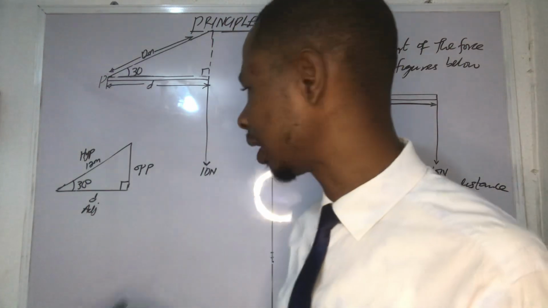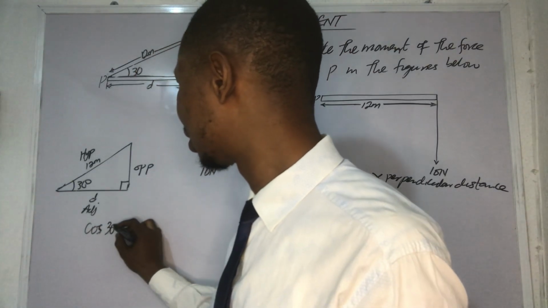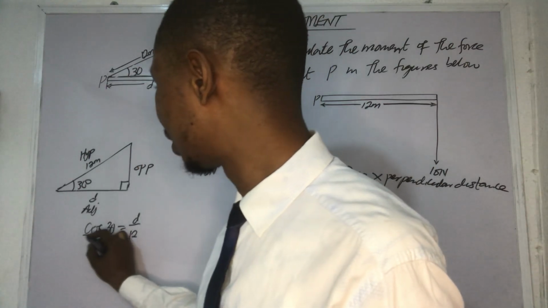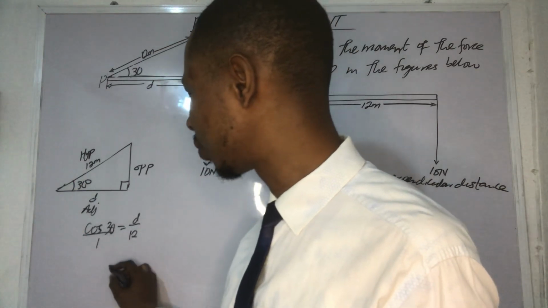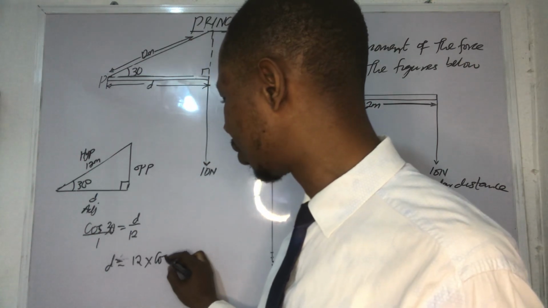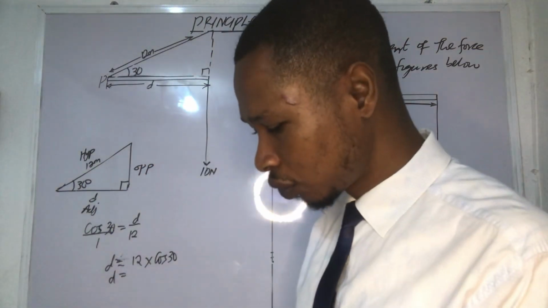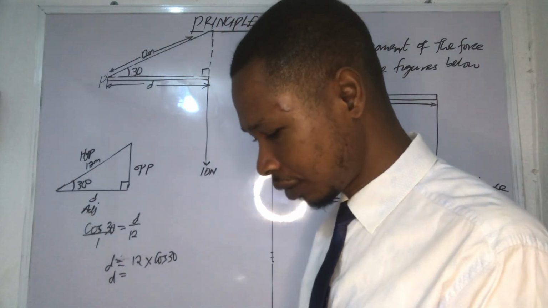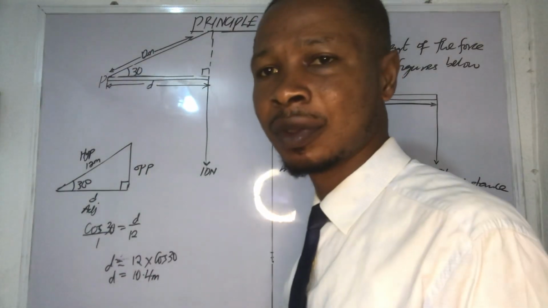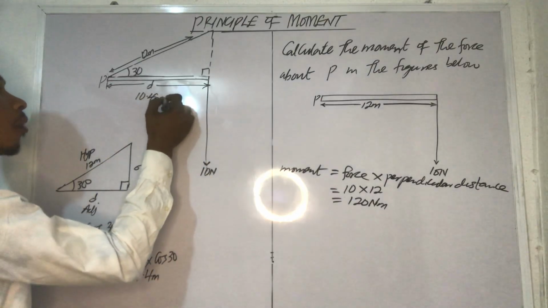Then using cos theta, I will have cos 30 is equal to adjacent, which is D, over hypotenuse, which is 12. This is over 1. If I cross multiply, D should be equal to 12 times cos 30. Then I will have D is equal to 12 cos 30. That will give me 10.4 meter. So my perpendicular distance from this place to this place is 10.4 meter.